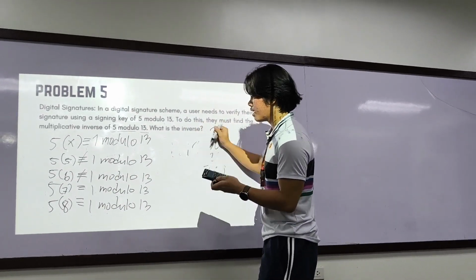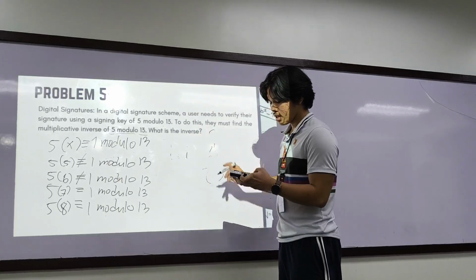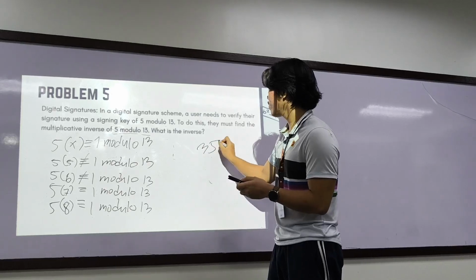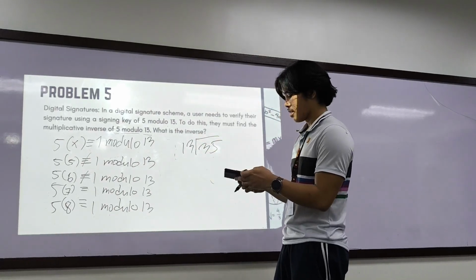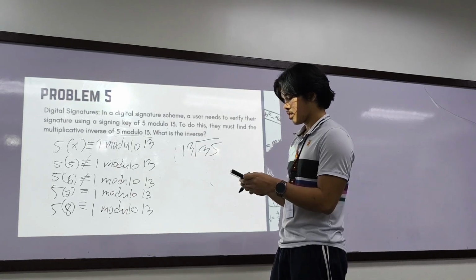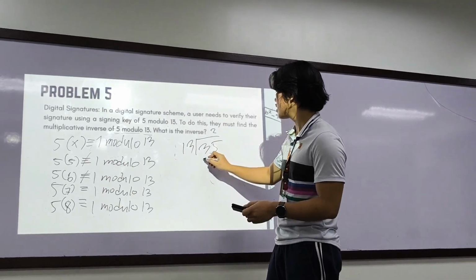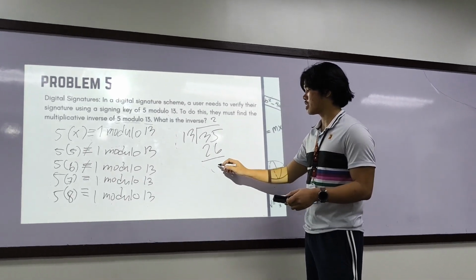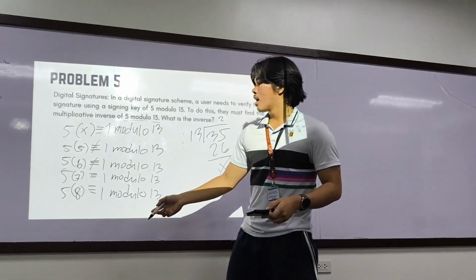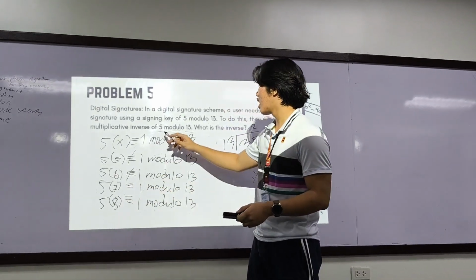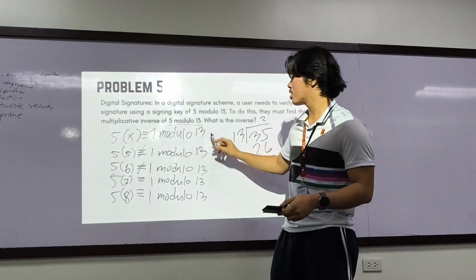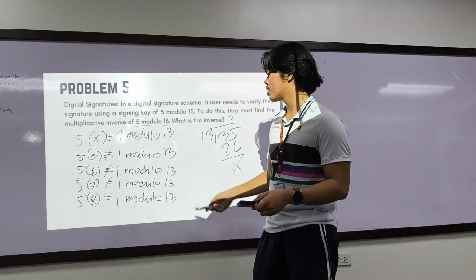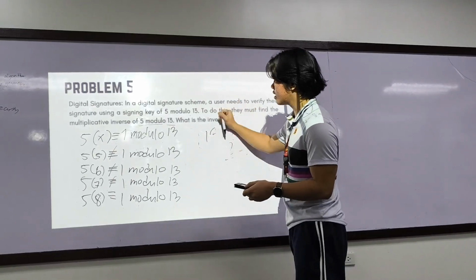So the next number we have is 7. So 5 times 7 is equal to 35. So 35 divided by 13 is 2. So 2 times 13 is 26. And still, the remainder of this is not 1. So the number 7 is not the multiplicative inverse of 5 modulo 13 because 5 times 7 is not congruent to 1 modulo 13.